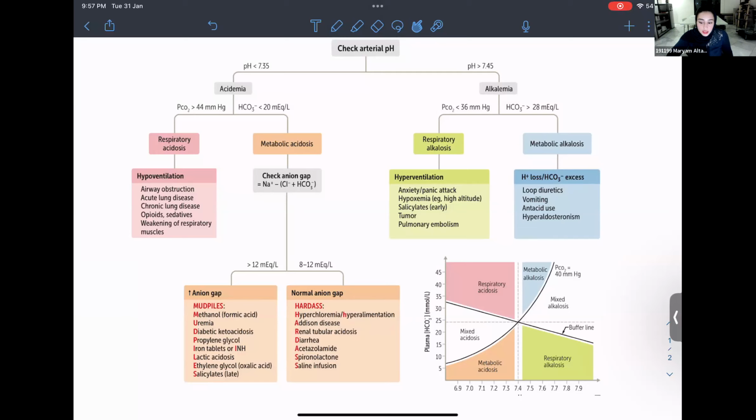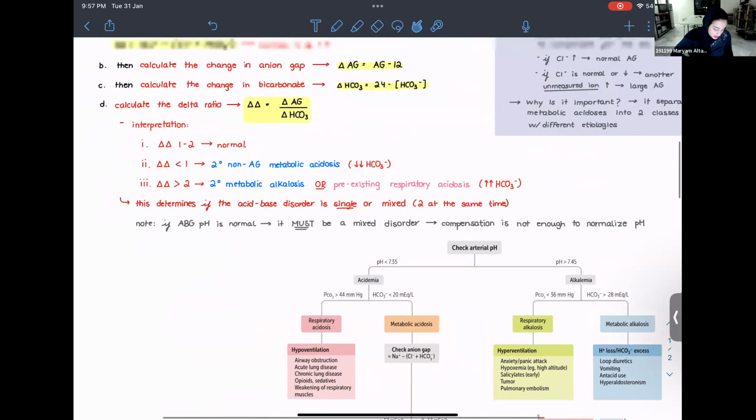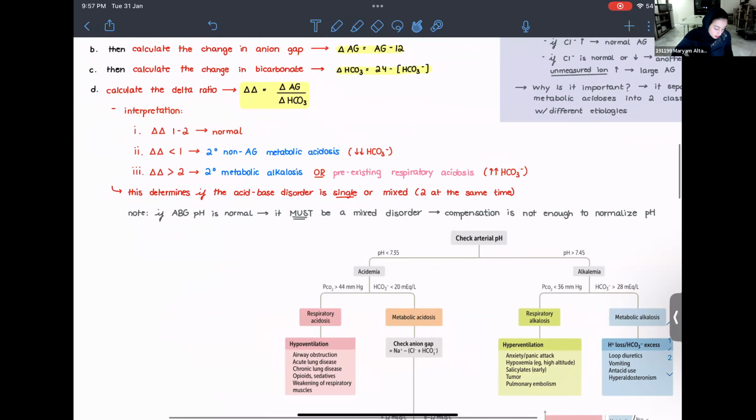Okay, the point of the delta is basically to look at the ratio of compensation. So when you calculate the change in the anion gap based on the normal, how big it is, and the change in the bicarb, it allows you to know if there are specific cases where you can have, at the same time, an anion gap metabolic acidosis, okay? And then you can have a secondary problem, okay?